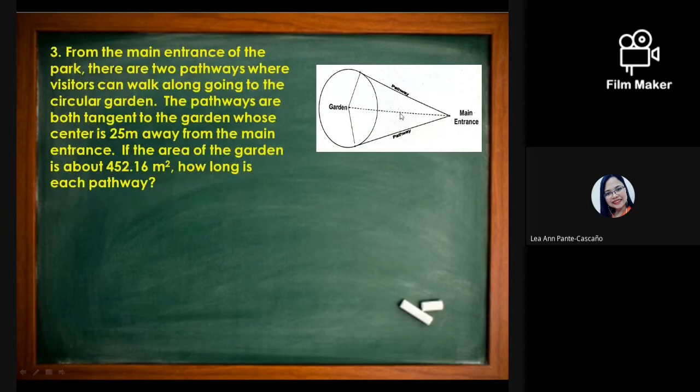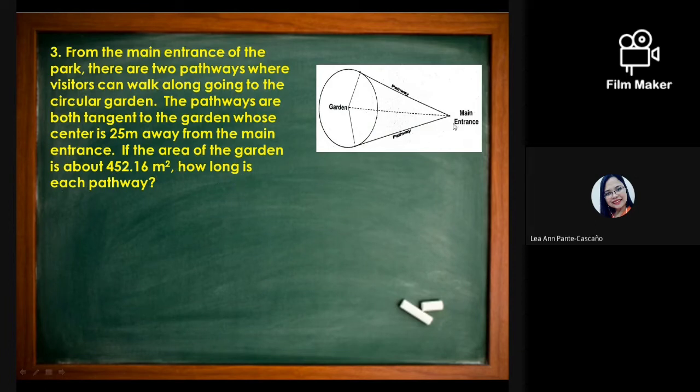Example number 3. Let's have this figure. From the main entrance of the park, there are 2 pathways where visitors can walk along going to the circular garden. The pathways are both tangent to the garden, whose center is 25 meters away from the main entrance. If the area of the garden is about 452.16 meters squared, how long is each pathway?